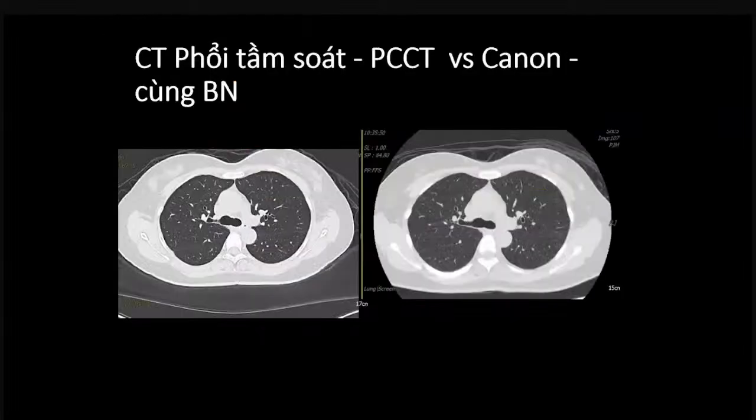Here's an example of a patient scanned on the Siemens dual source PCCT, and you can see, of course, the one on the left, which is scanned at 0.4 scan collimation compared to 0.5 scan collimation of the Canon. The spatial resolution image quality is much sharper because of the narrower or smaller detector width.